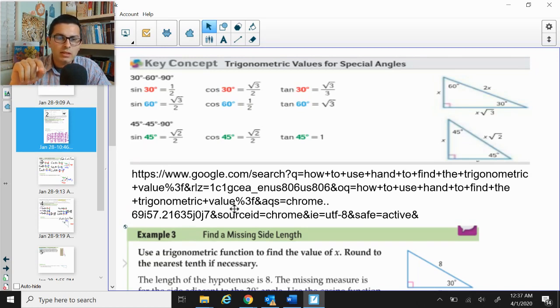Same thing with sine of 60 degrees. That's always going to equal square root of 3 over 2. Cosine of 30 degrees is going to be square root of 3 over 2 as well. And then cosine of 60 degrees is going to be equal to 1/2. This whole table of functions here will always happen.